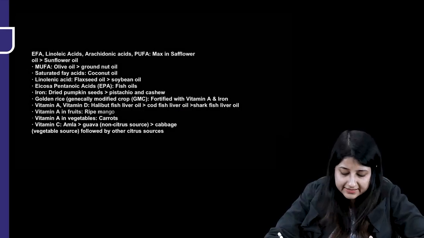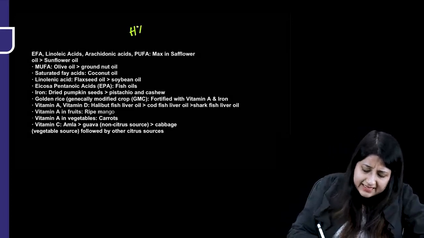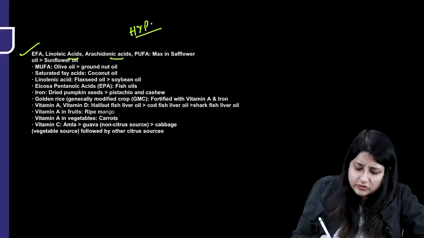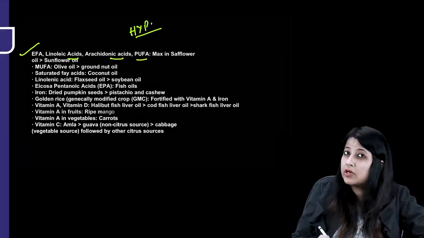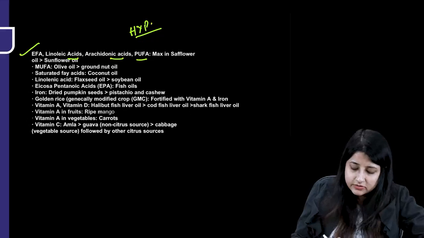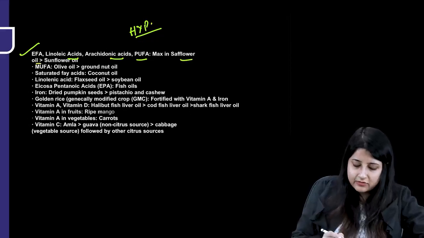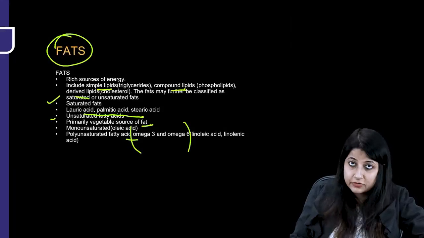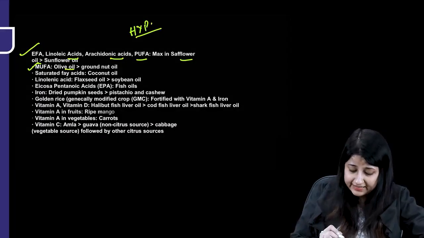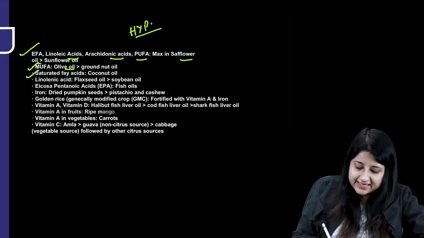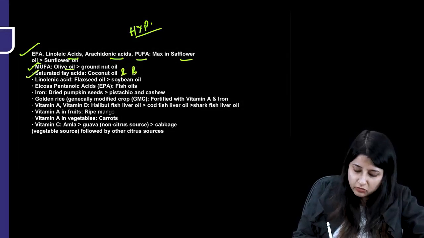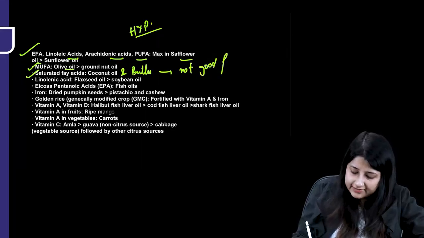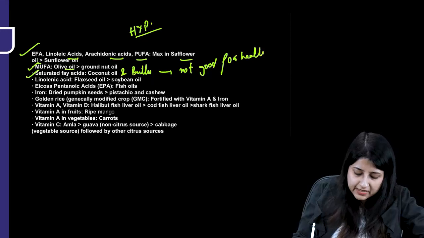Now look at this. I've just put out some high yield points over here. Essential fatty acids, linoleic and arachidonic acid, are all polyunsaturated fatty acids, and the maximum is in safflower oil. Monounsaturated fatty acids, here you had studied oleic acid, are more in olive oil. Saturated fatty acids are in coconut oil and butter. And saturated fatty acid, we all know, is not good for health. So that is again a golden point.